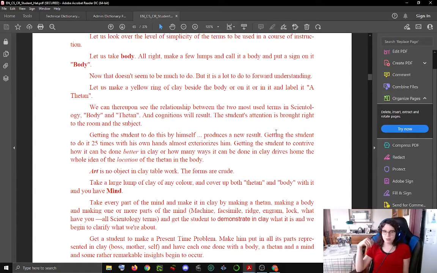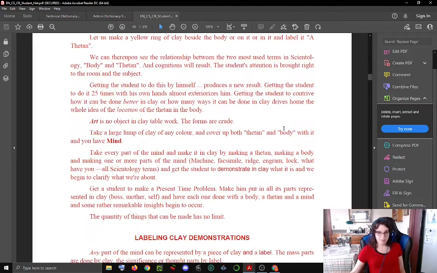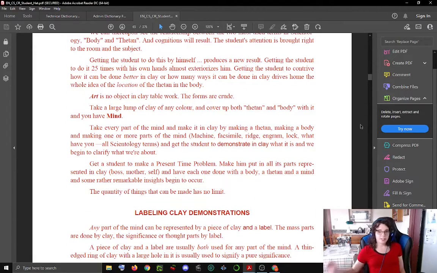Getting the student to contrive how it can be done better in clay, or how many ways it can be done in clay, drives home the whole idea of the location of the thetan in the body. Art is no object in clay table work. The forms are crude. Take a large lump of clay of any color and cover up both thetan and body with it, and you have mind. Take every part of the mind and make it in clay by making a thetan, making a body, and making one or more parts of the mind. Machine, facsimile, ridge, engram, block, what have you, all Scientology terms. And get the student to demonstrate in clay what it is and begin to clarify what we're about.